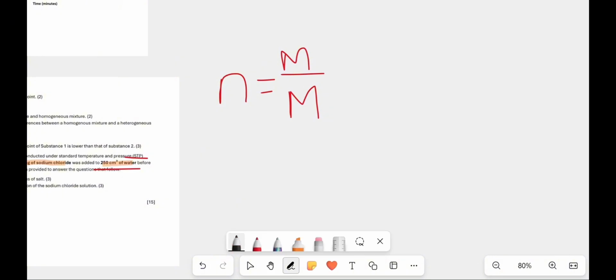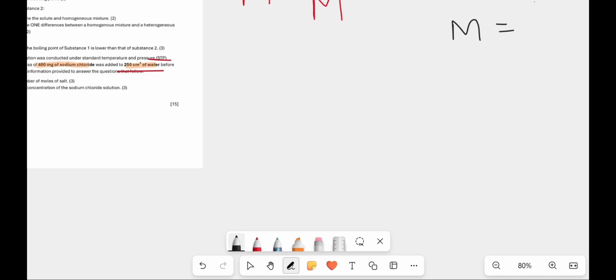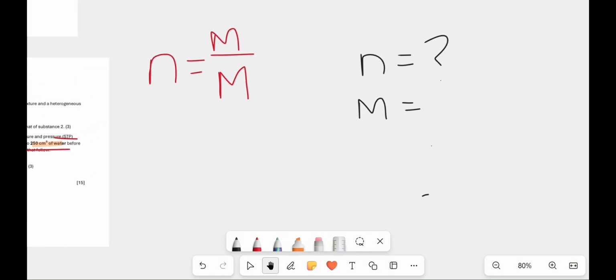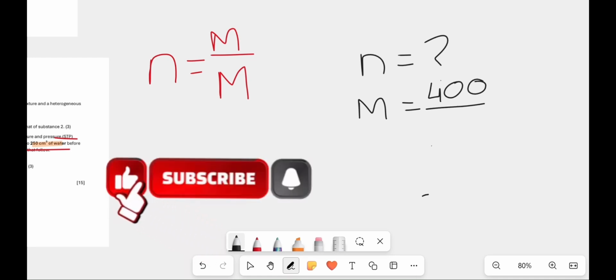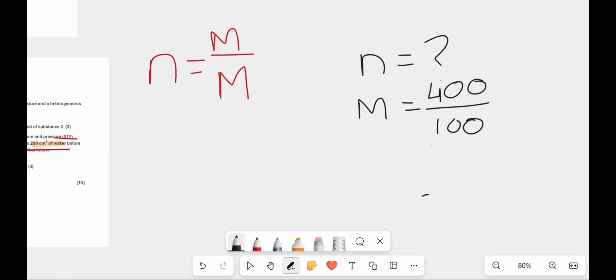We're looking for n, so we're gonna write n here, and we don't have n. We have small m because they told us it's 400 milligram. Now you need to convert the 400 milligram. In order to convert from milligram to grams, you need to divide by 1,000 and you will get 0.4 grams.